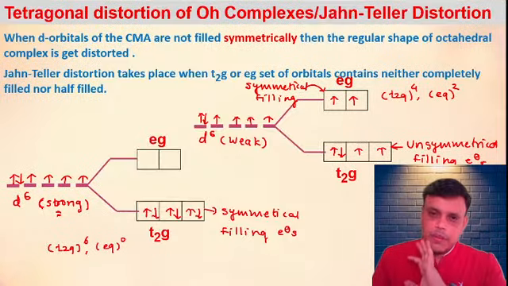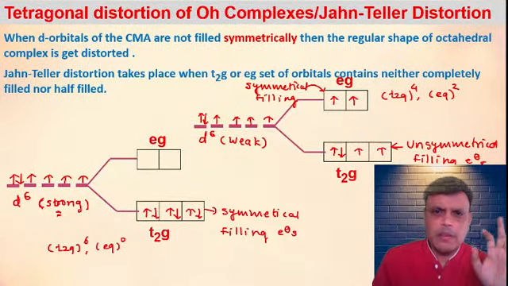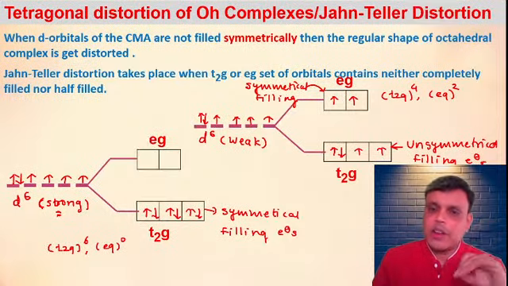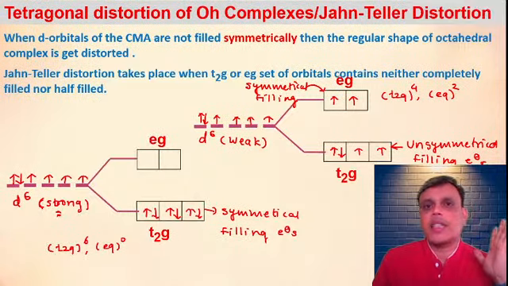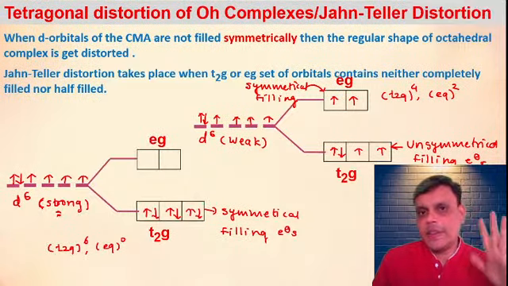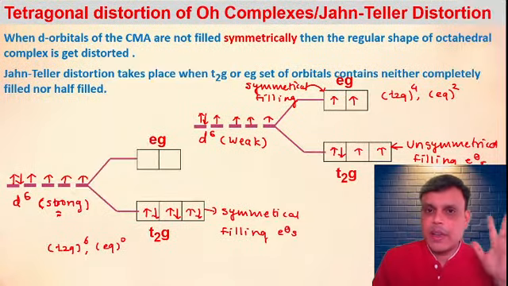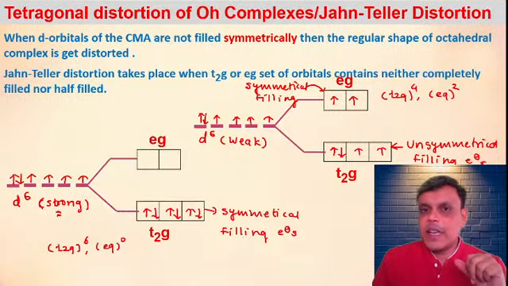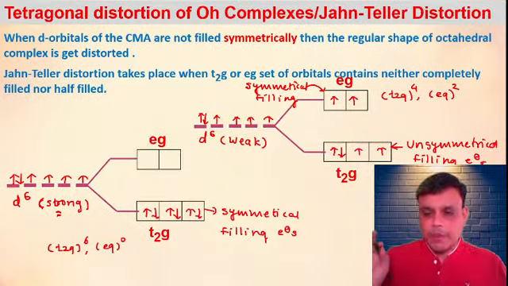Simple है, कुछ भी नहीं है. When the orbital is exactly half filled or completely filled, then that orbital is called symmetrically filled. And when it is less than half filled, or less than completely filled, then it is called an unsymmetrical filling of electrons. Very simple है, ठीक है?